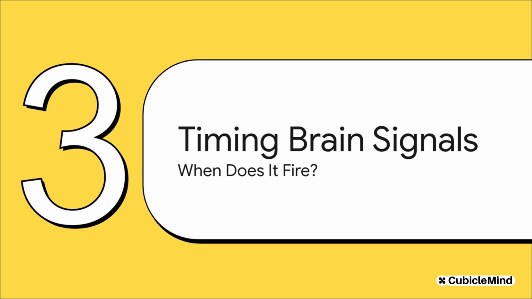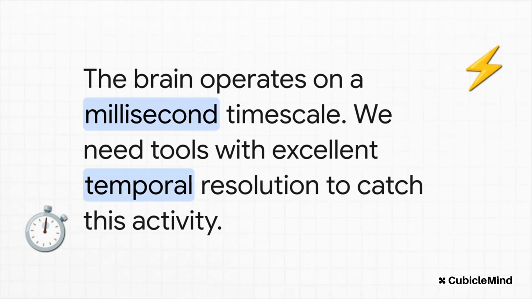Now, a structural map is great, but it's a still photo. It doesn't show you the brain in action. To really understand how we think, we need to know not just what the brain looks like, but its timing. We need a stopwatch. And the brain is all about speed. It operates on a millisecond timescale. A thought, a reaction, it all happens literally in the blink of an eye.